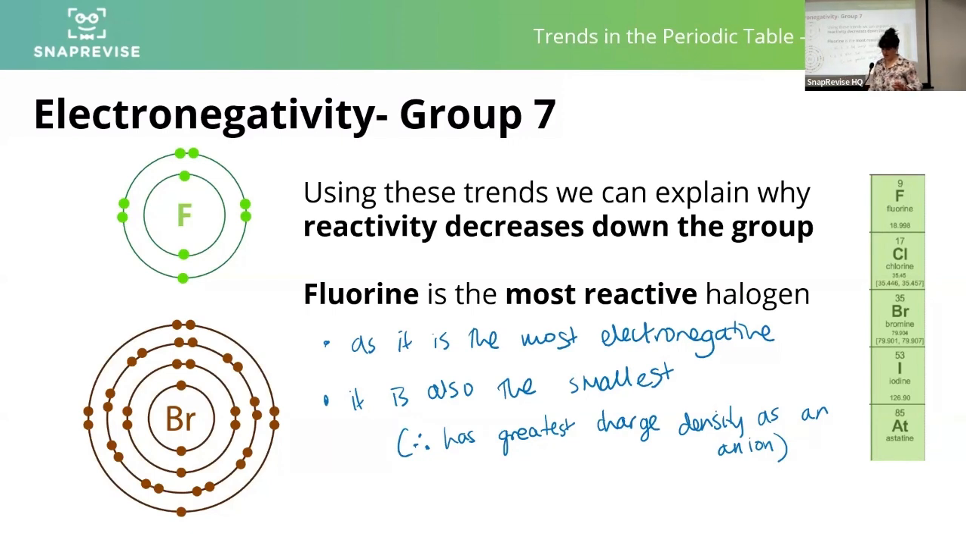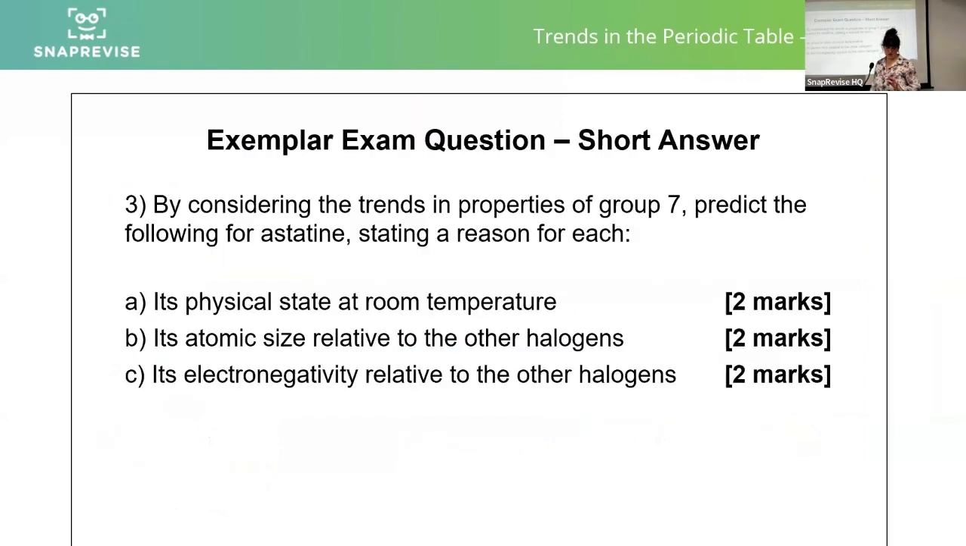Don't think so. Okay, let's go. So let's have a go at some answers. How am I doing for time? Not too bad. Might speed up a little bit. So exemplar exam questions. Actually, no, we're doing all right.